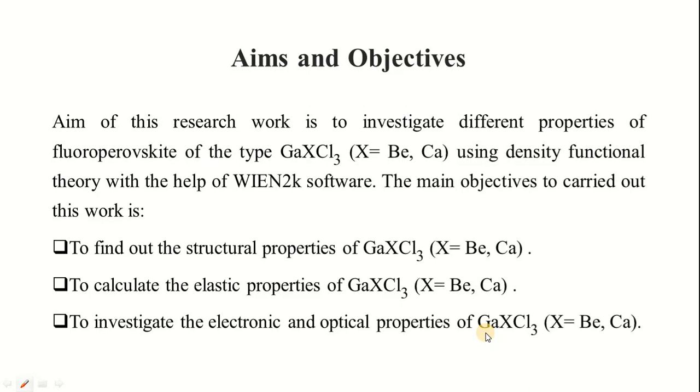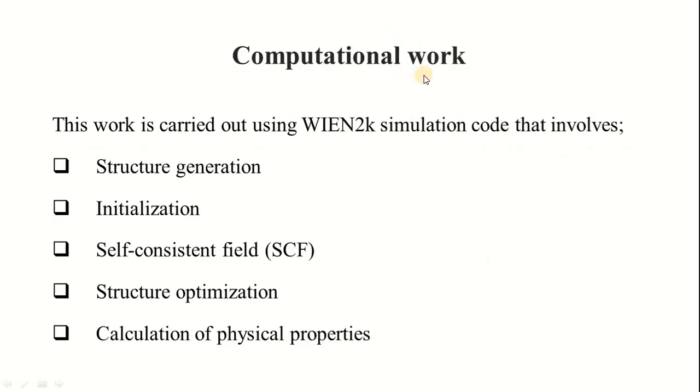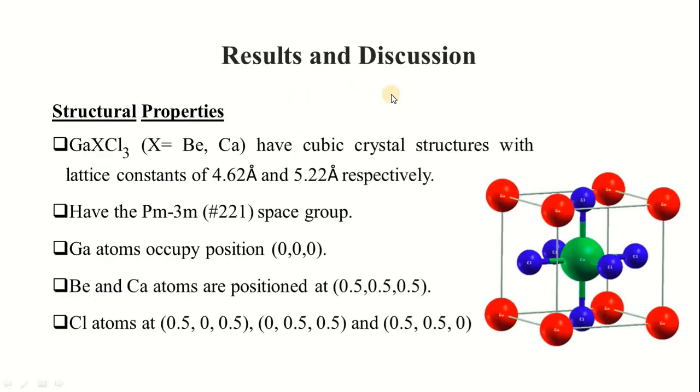Now we will talk about the computational work, that is, what type of work is carried out using Wien2k simulation codes, which involves structure generation, initialization, self-consistent field SCF cycles or structure optimization, and at last calculation of physical properties. Moving on to the results and discussion of our compounds. First of all, we have structural properties.